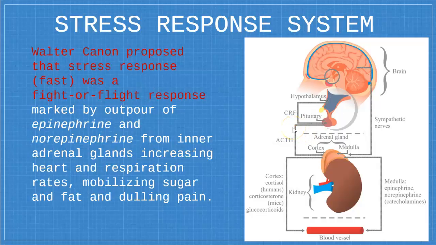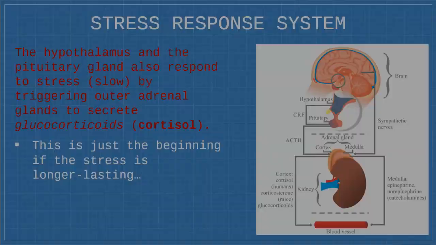So what does our body do? Walter Cannon describes the fight or flight response, which we've talked about throughout the year multiple times. But we know that when our body goes into fight or flight, there's a flood of chemicals from the brain. One of those is epinephrine and another is norepinephrine, and they're released from the adrenal gland, and they're going to get our heart rate up, get our breathing to increase, mobilize sugar to give our body energy, and then help to dull or block pain.